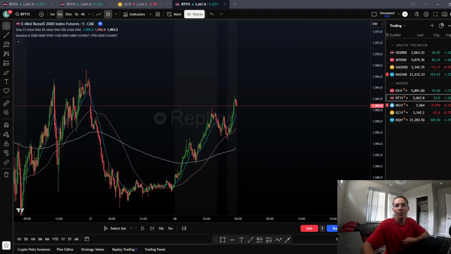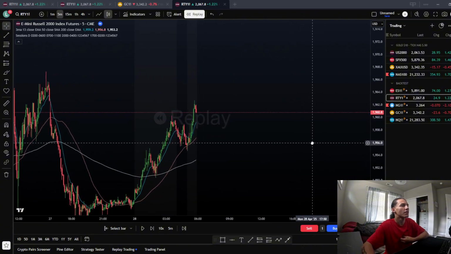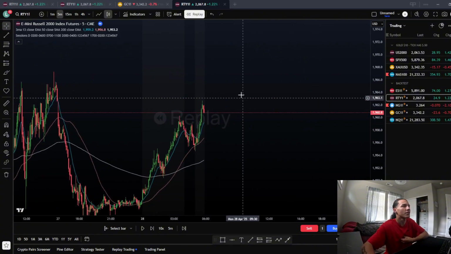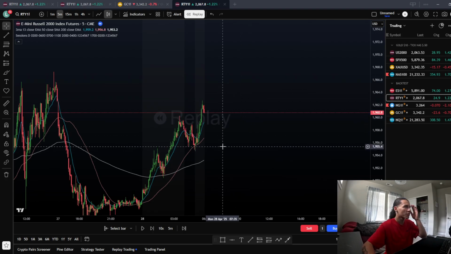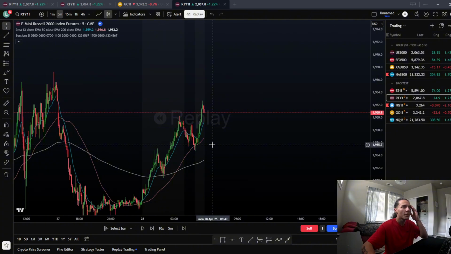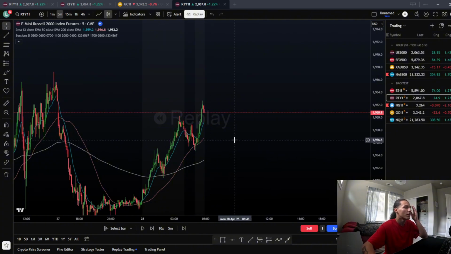But the problem here is it's not that clear. It's not clear that we're going to get the momentum we got out of this area. So it is what it is. You gotta be content. I made money on it, so that's perfectly fine. Just gotta improvise and look at these setups and look at what you could have done better.